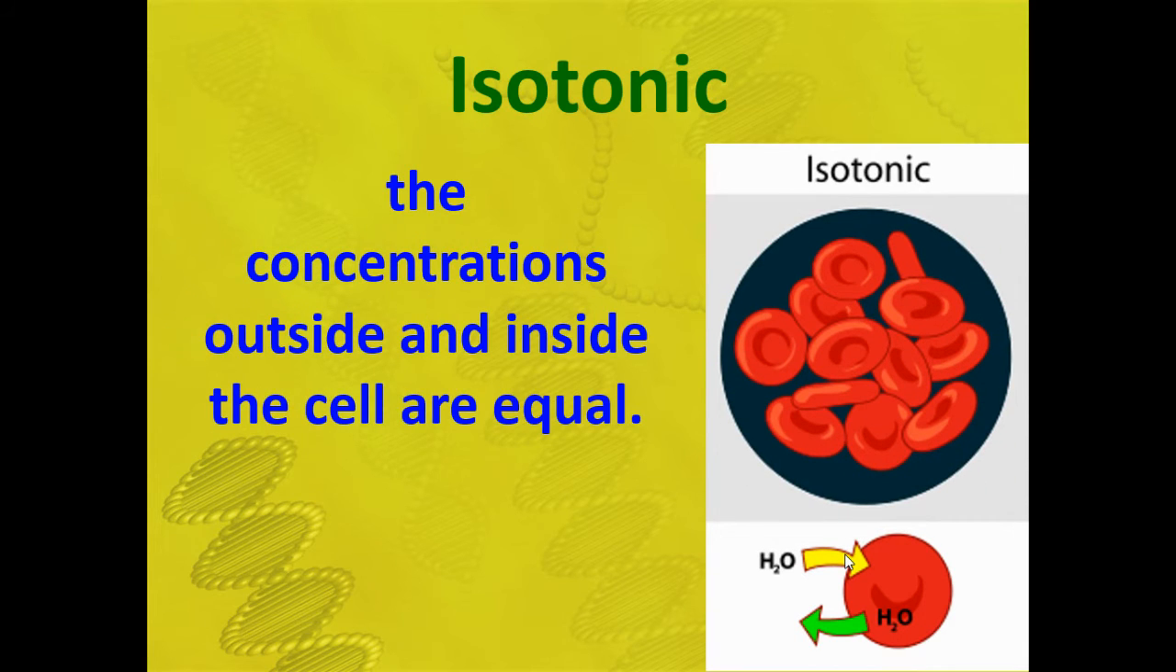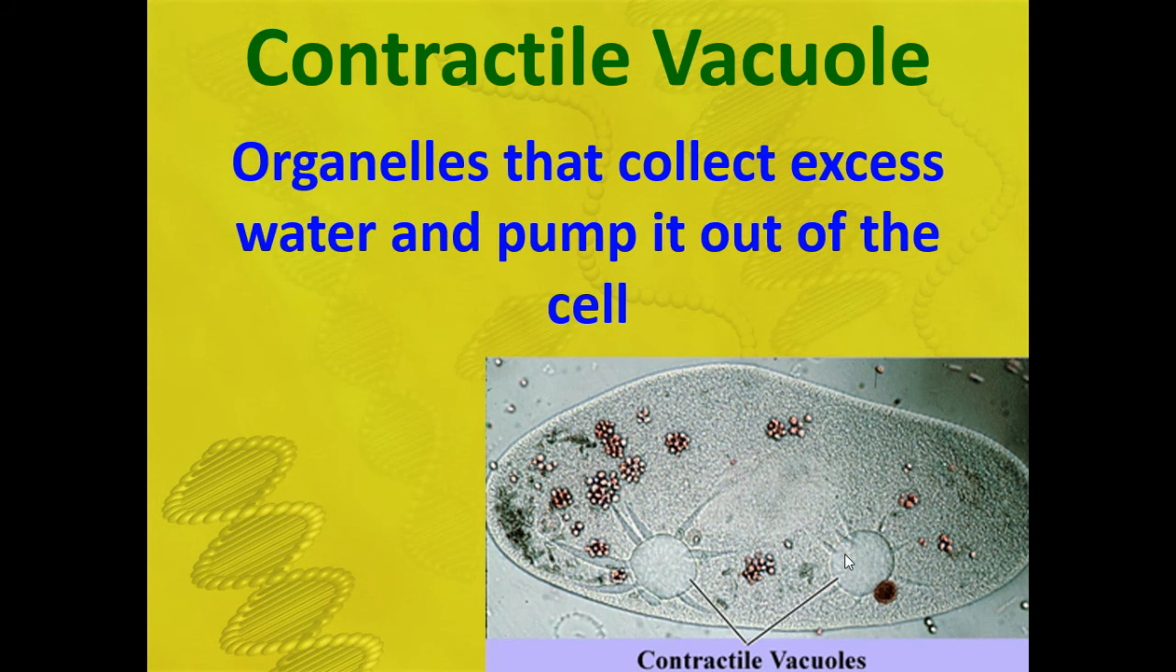Isotonic, so the concentrations inside and outside of the cell are equal. So these cells are going to stay perfectly balanced. A contractile vacuole is an organelle that collects and pumps water, and then it is going to pump it out of the cell. So here we have 2 contractile vacuoles, and they are collecting water, and they're going to shove it back out.